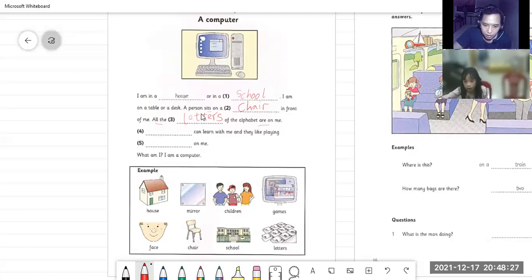Okay, next, number four. What is number four? Children can learn with me and they like playing. Okay, here is children. Say children. Children can learn with me and they like playing. Yes.